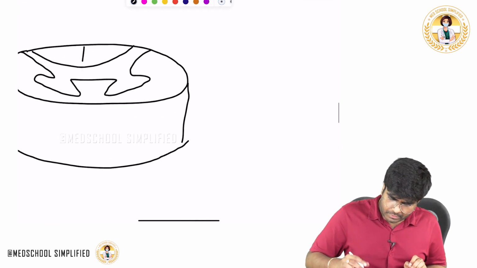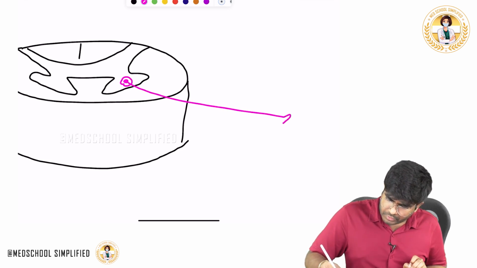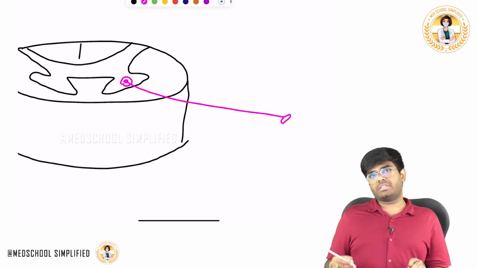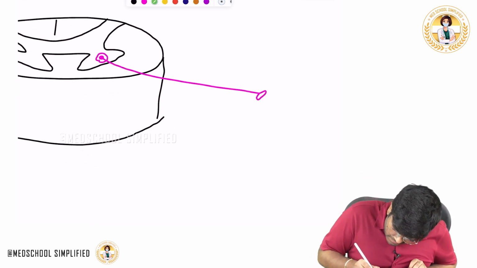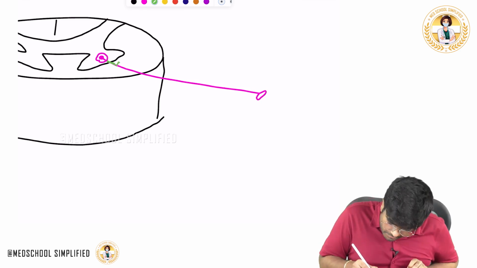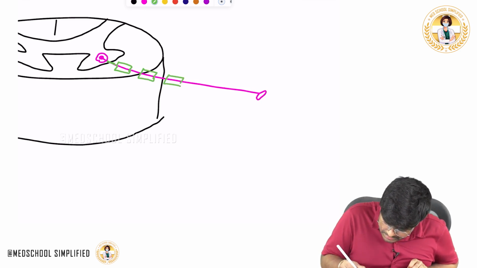Now from here, which neuron is starting? This is a motor neuron that is coming out. Where will this motor neuron go? It will go to the neuromuscular junction, for the contraction of the muscle. Now, what is this? The first part of the axon. The first part of the axon is called the initial segment. From here, what are these things? These are myelin sheaths. The spaces between the myelin sheaths are called nodes of Ranvier.